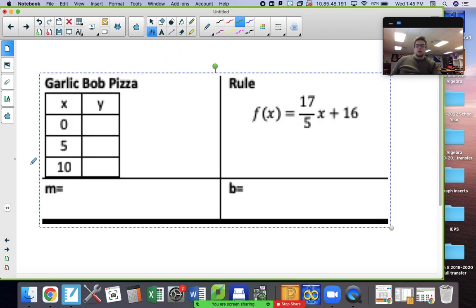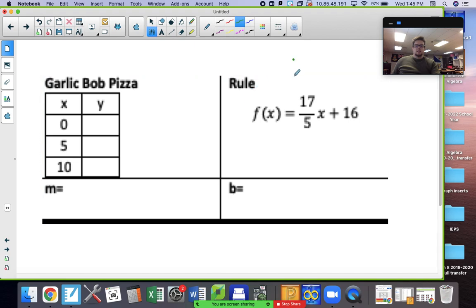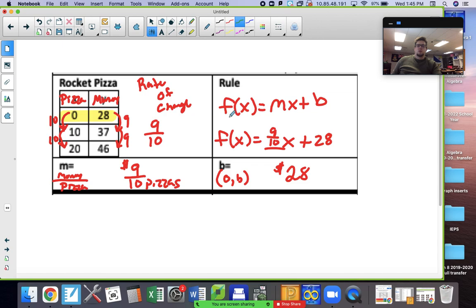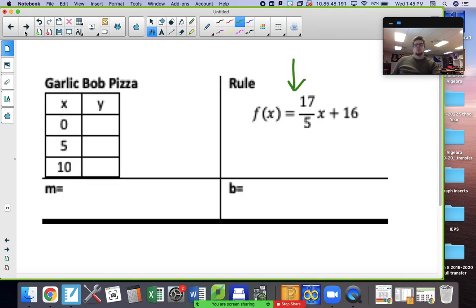Let's look at our next pizza place, Garlic Bob. So Garlic Bob has already given us the equation rule. If we use the problem previous, we can kind of see how M was in front of the X, B is at the end. So Garlic Bob is actually going to pay us $16 to work for him. Don't have to deliver anything, he's just going to give us 16 bucks. But he will pay us $17 every time we deliver 5 pizzas.